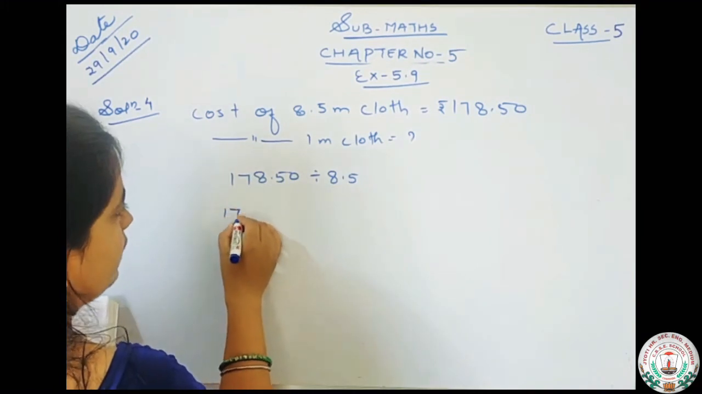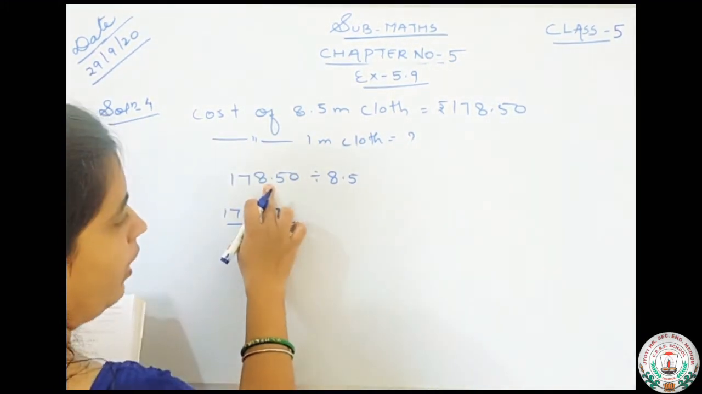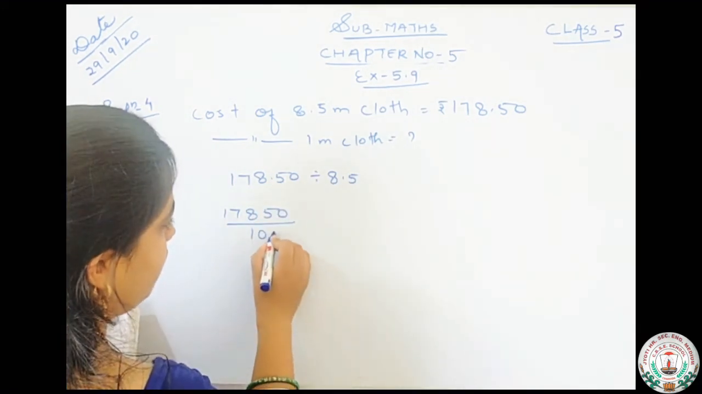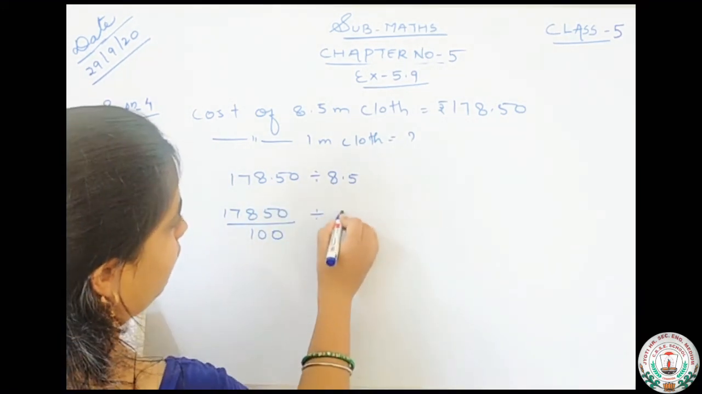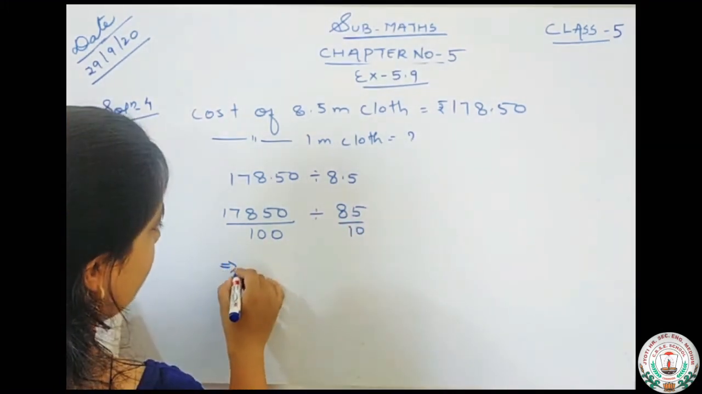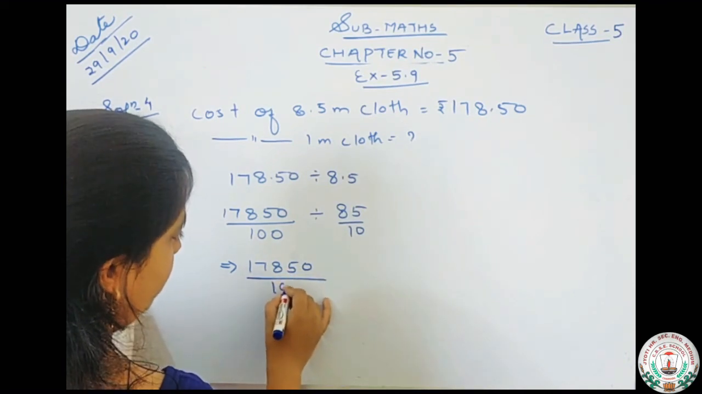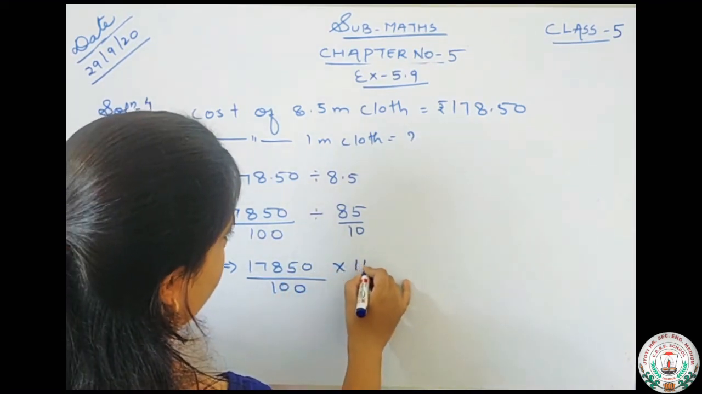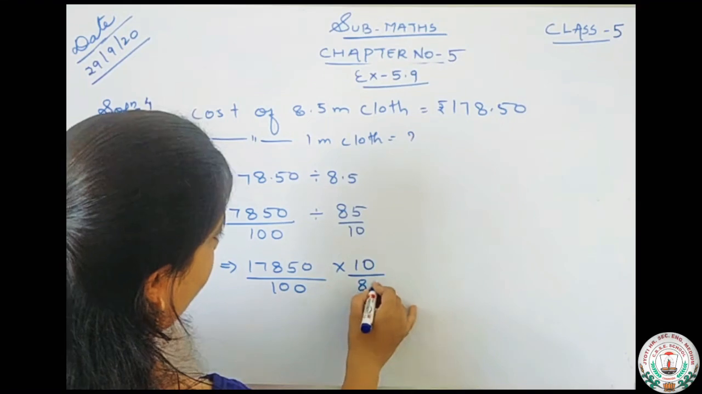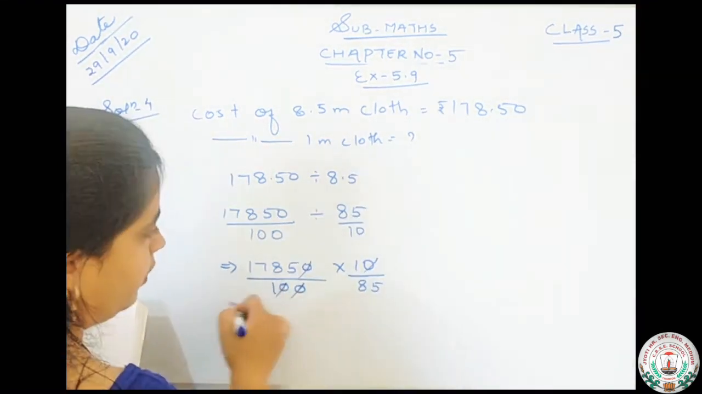Okay, so 178.50, we will remove the decimal here. After decimal 2 numbers are there, so we will put here 100. Here 1 number is there, so we will put 10. We will change the sign: 17,850 upon 100 into reciprocal here. Okay. So 10, here 10, cancel out.